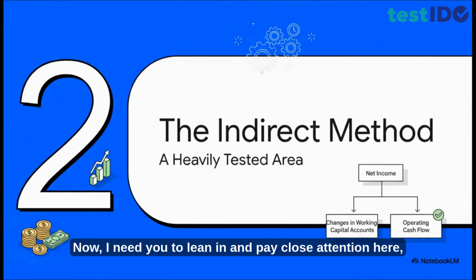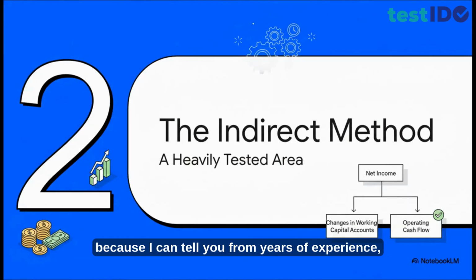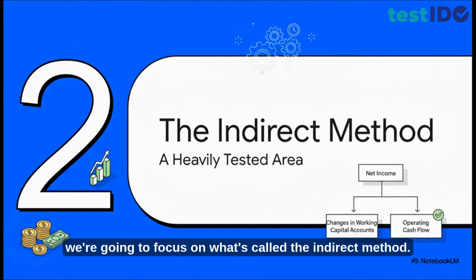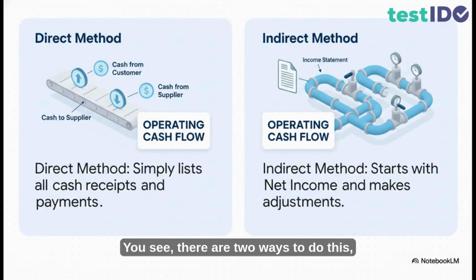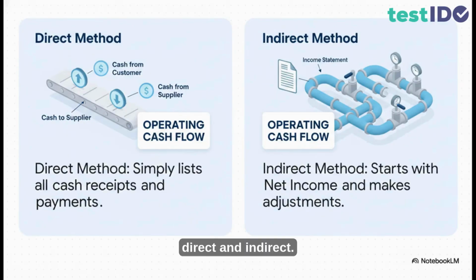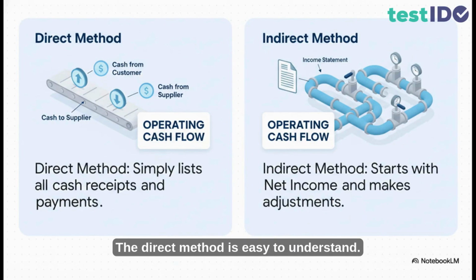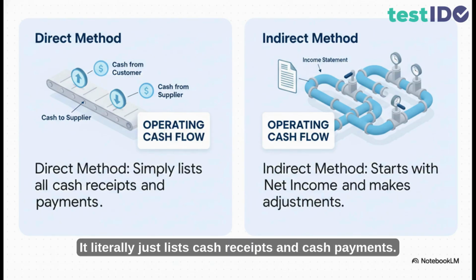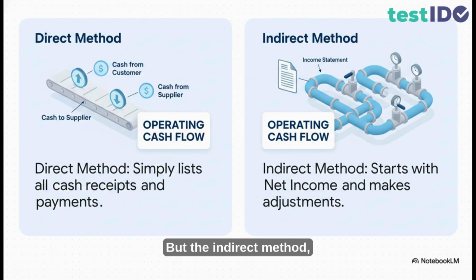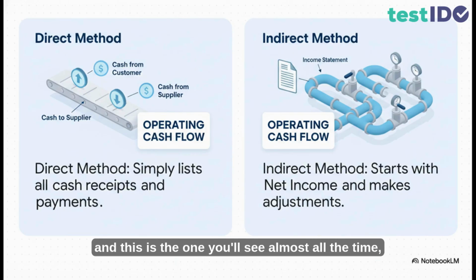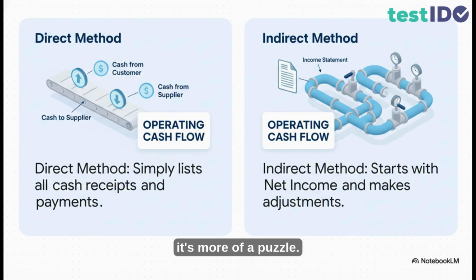Now, I need you to lean in and pay close attention here, because I can tell you from years of experience, the CMA exam loves to test this next part. When we're figuring out cash flow from operations, we're going to focus on what's called the indirect method. You see, there are two ways to do this: direct and indirect. The direct method is easy to understand. It literally just lists cash receipts and cash payments. But the indirect method, and this is the one you'll see almost all the time, it's more of a puzzle.